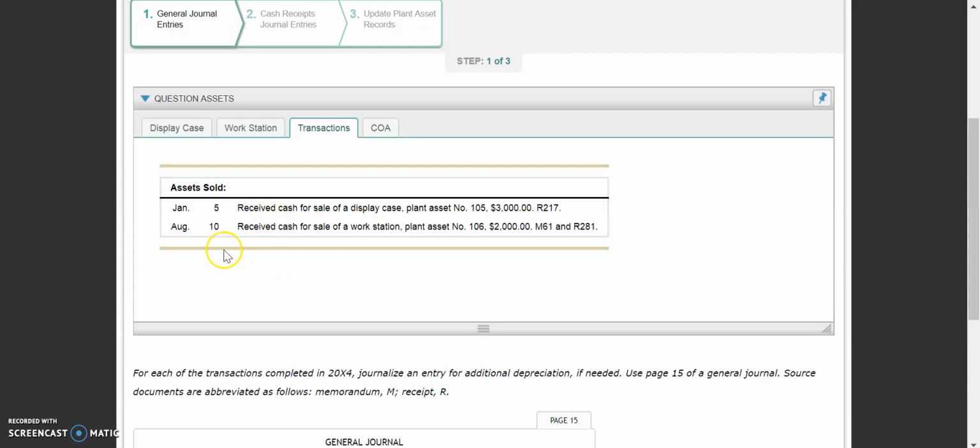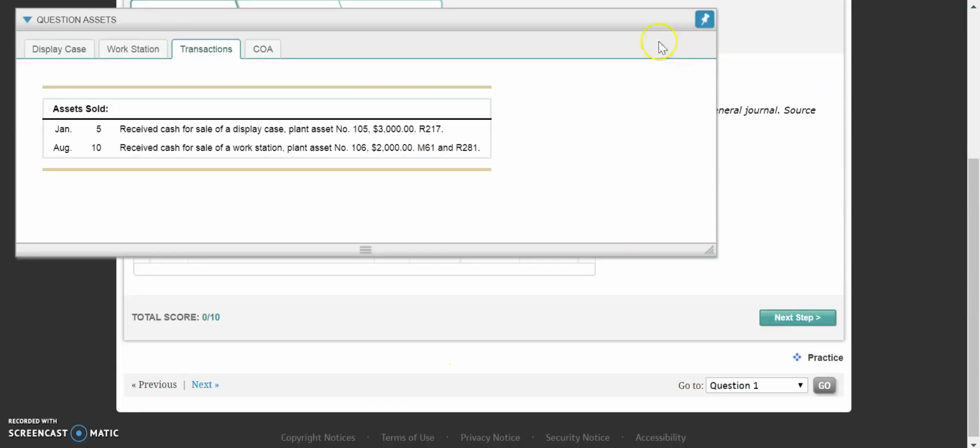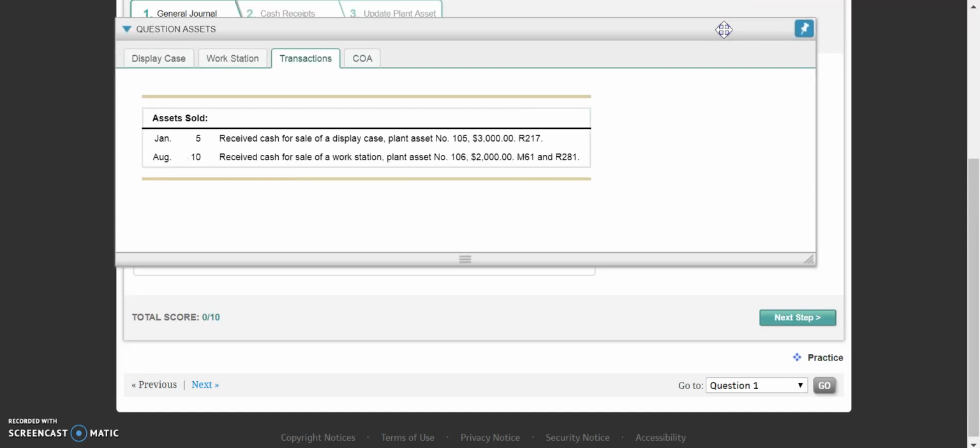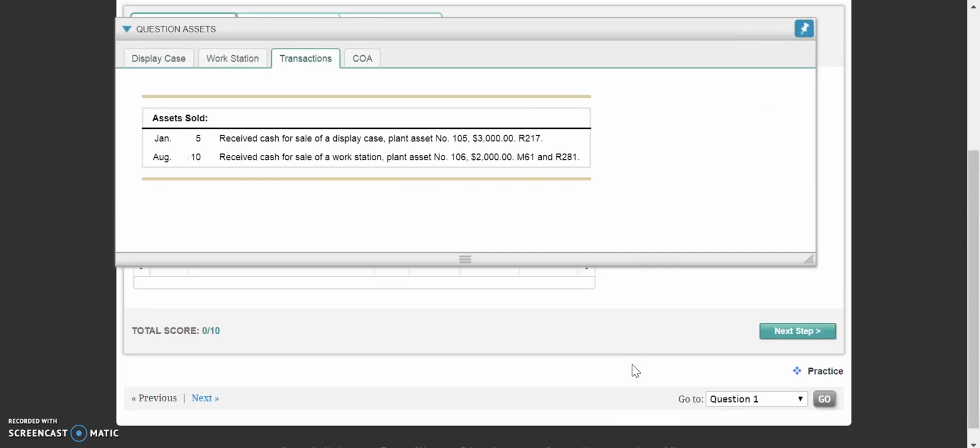However, our August 10th one says that we received cash for the sale of a workstation, plant asset number 106 for $2,000, M61, and receipt number 281. So for this one, we are going to have to journalize our additional depreciation for a partial year because we sold that workstation on August 10th. So I'm going to open this up and then scroll down so we can see our general journal.